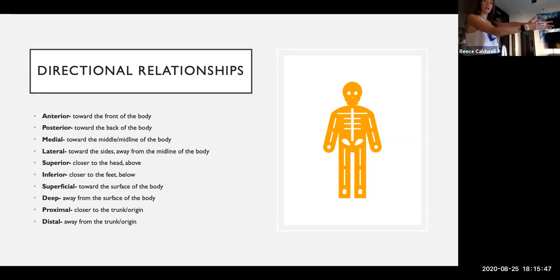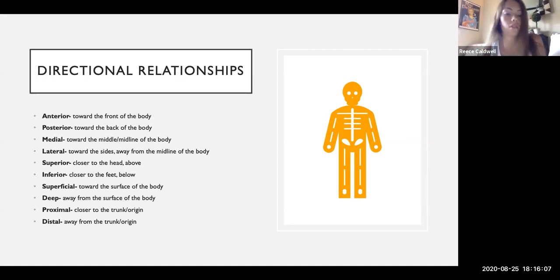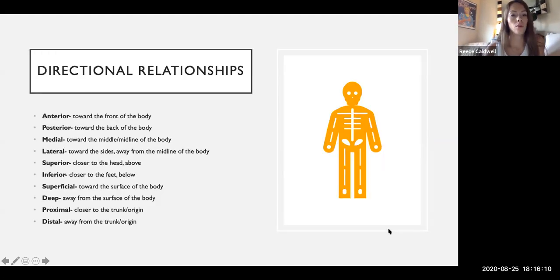So my hand is distal to my elbow, so it's going that way. My elbow is proximal to my hand. I won't quiz you on that too much because it's kind of complicated, but distal just means going away, proximal means coming in. So don't get too stressed on those. I'm going to be writing those down. Okay, so one more time: anterior front, posterior back, medial midline, lateral away from midline, superior top, inferior bottom, superficial is the top layer, deep is the inner layer, and then proximal coming closer to the trunk and distal farther away from the trunk.